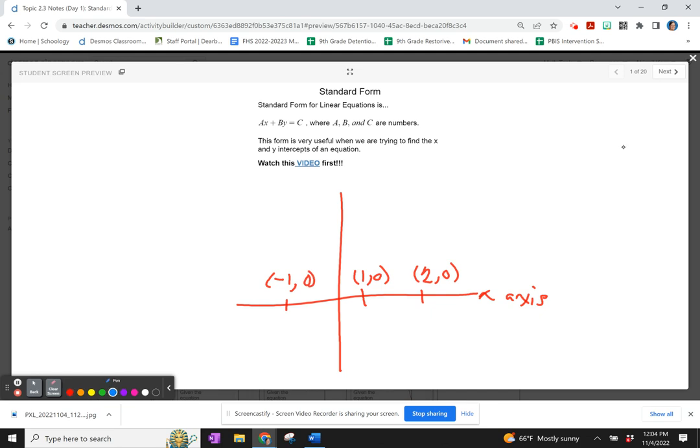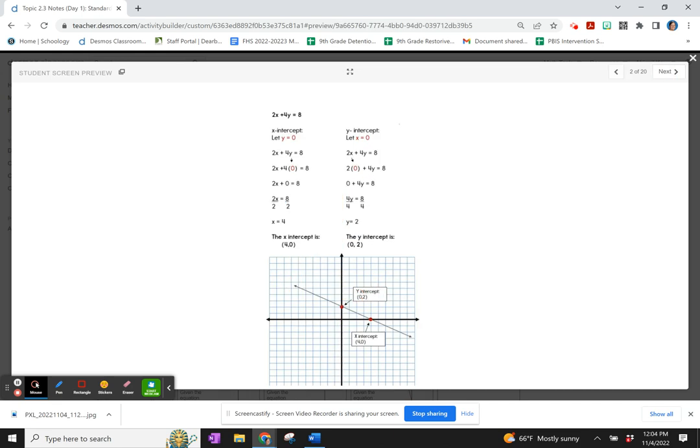Now on the y-axis, this is the y-axis, you would have, let's say, (0, 3) or (0, 1). Here, your x will always be 0. So that is where the zeros come from on the next slides.